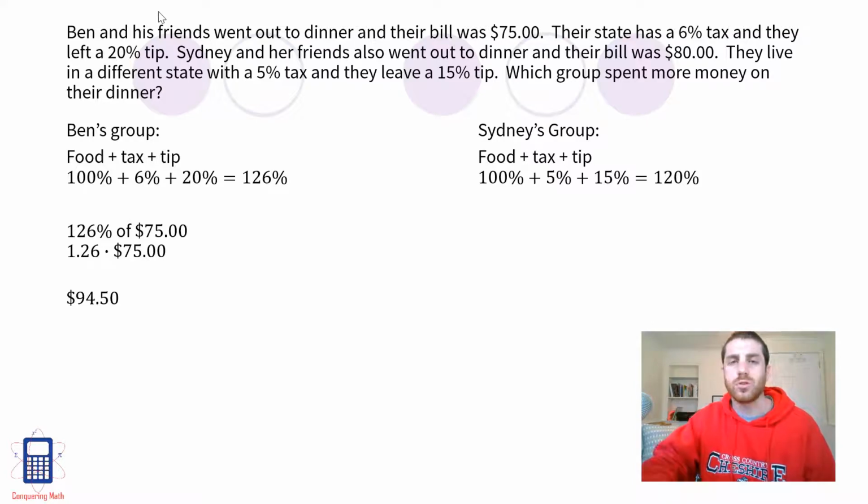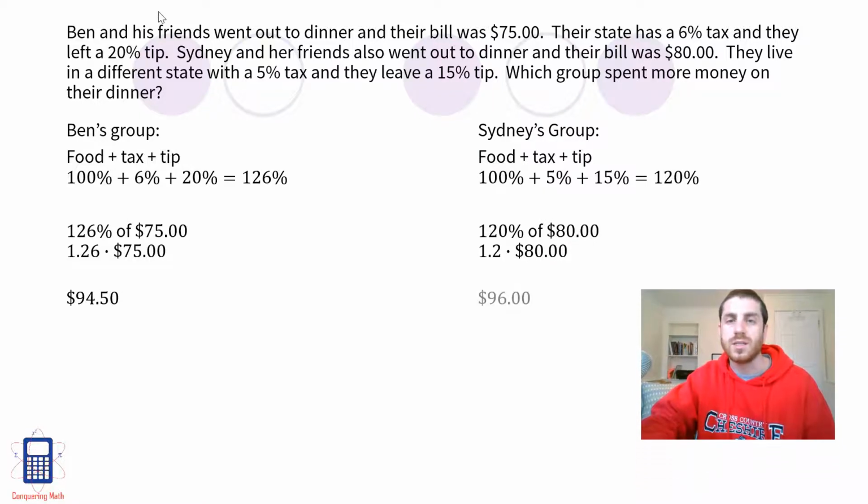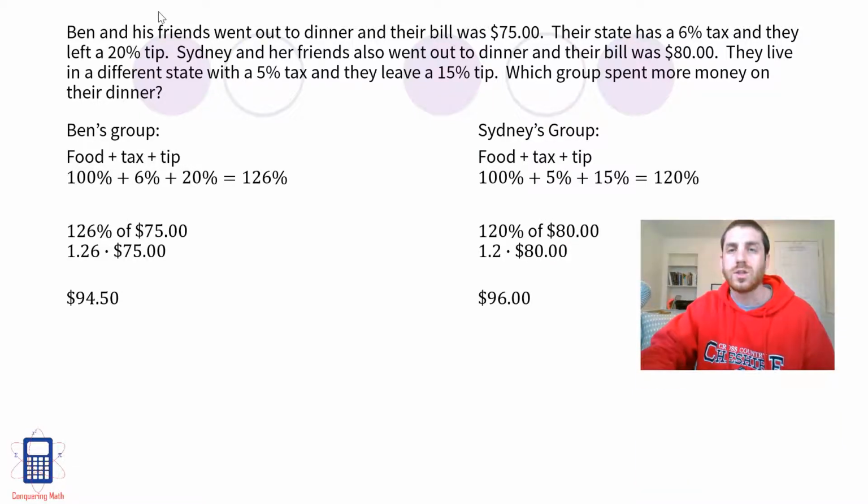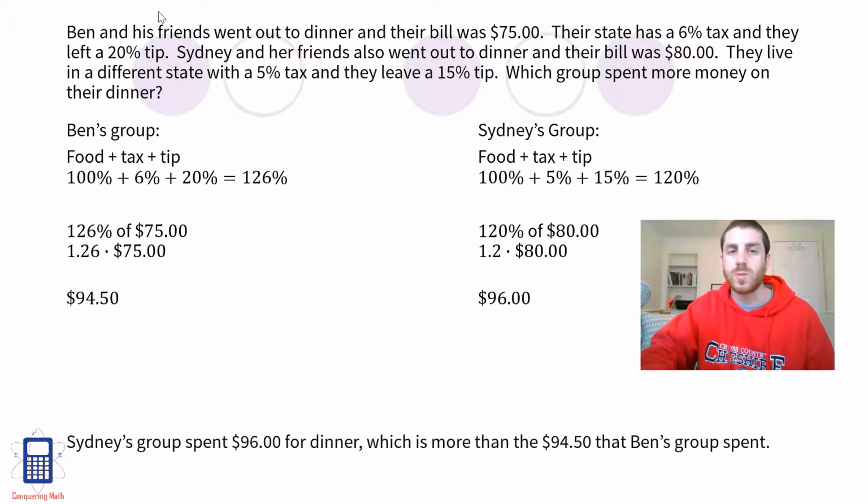Now we can say 120% of $80. Of means multiply, and we'll change 120% to a decimal, 1.20 or just 1.2 times $80 is $96. And so you can see here that Sydney's group spent $96 for dinner, which is more than the $94.50 that Ben's group spent.